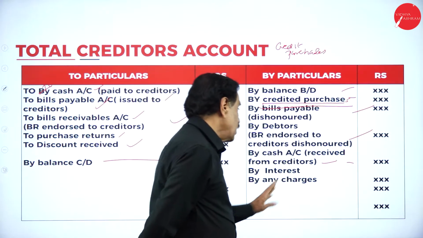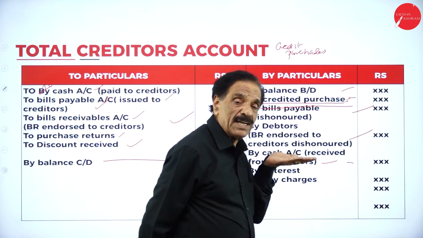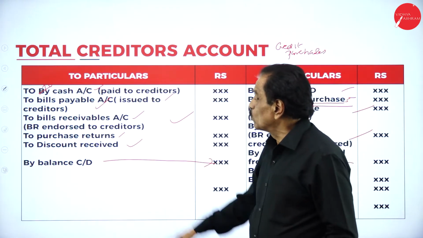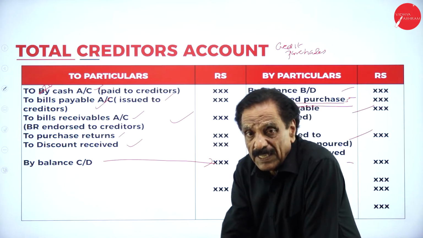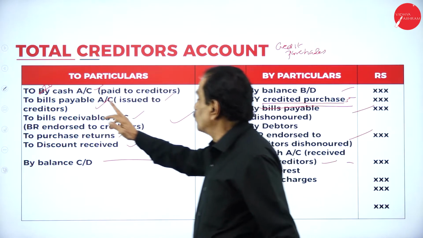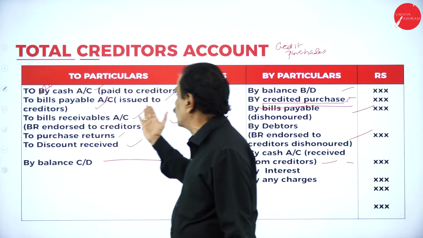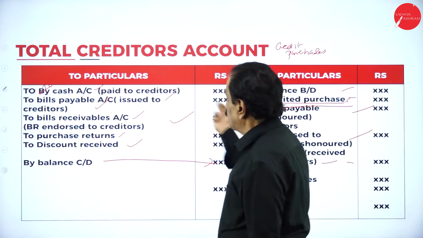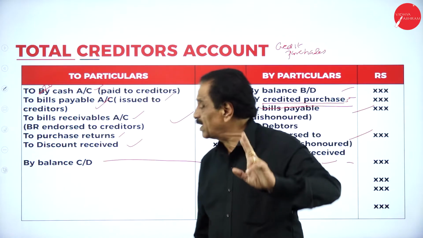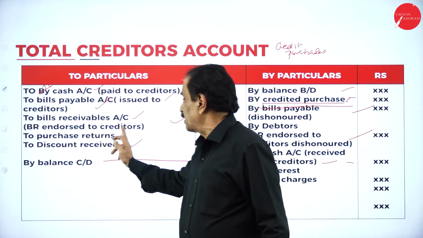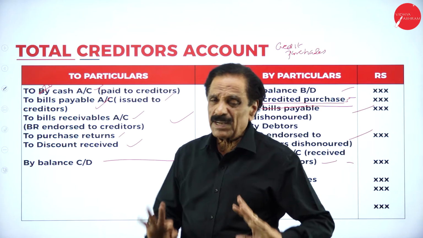By cash received from creditor, if we receive from the creditor account, naturally the creditor account will be raised. Here, to cash paid to creditor, your creditor account will be reduced. To bills payable, BP has been issued, not dishonored. Dishonor comes here, BP issued comes. BR, bills receivable, BR endorsed to creditor, dishonored. Here, to purchase return, to discount received. So same thing, debtor opposite.